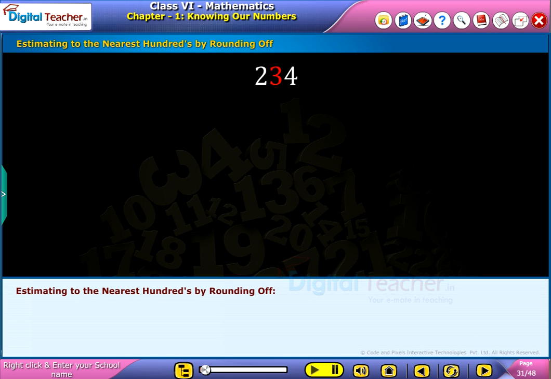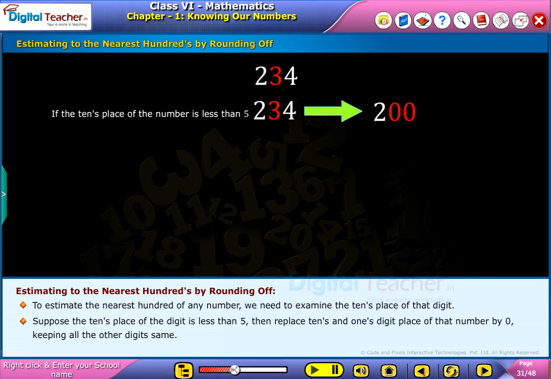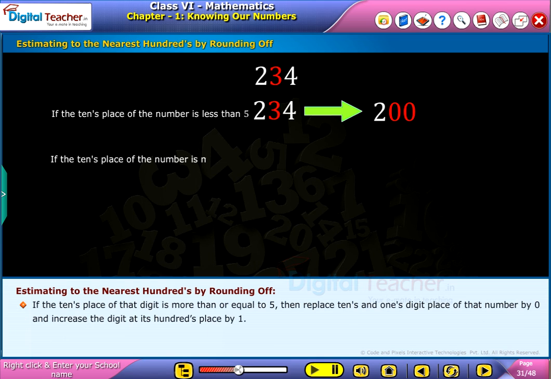Here let us estimate the numbers to their nearest hundreds. To estimate the nearest hundred of any number, we need to examine the tens place of the digit. Suppose the tens place of the digit is less than 5, then replace tens and ones digit place of that number by 0, keeping all the other digits same. If the tens place of that digit is more than or equal to 5, then replace tens and ones digit place of that number by 0 and increase the digit at its hundreds place by 1.